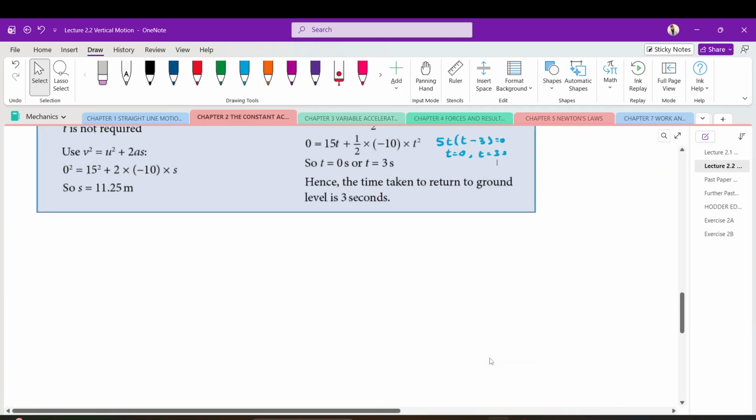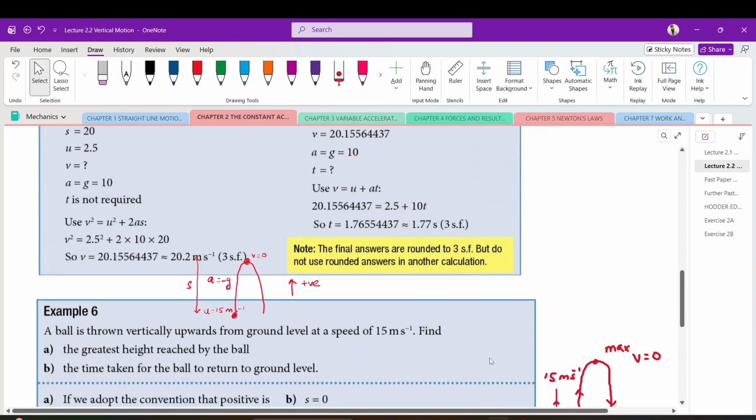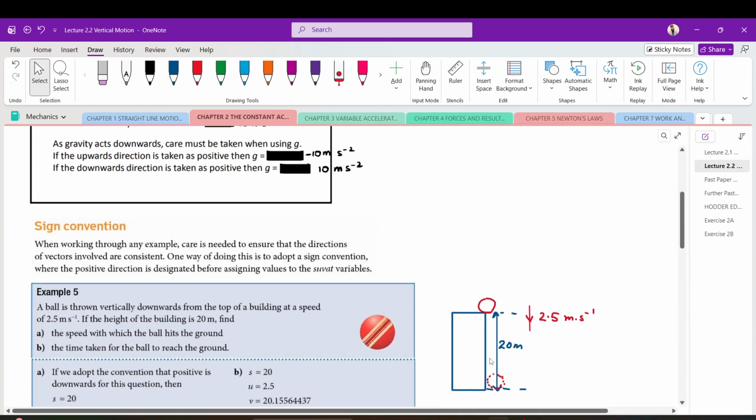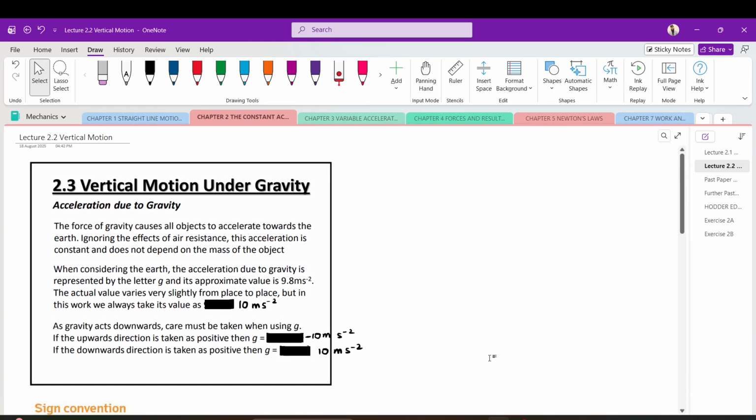All right, so that is the end of our lecture number 2, and that is also the end of our chapter number 2. In our next video we'll be going through some exam style questions. They will also have some past paper questions as well, so that will give you an idea of how exam questions look like when it comes to this chapter.